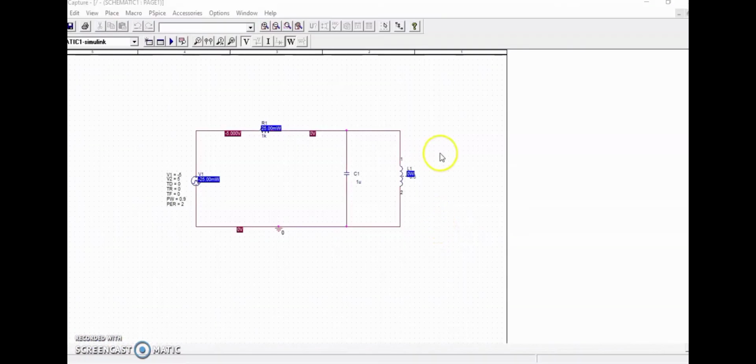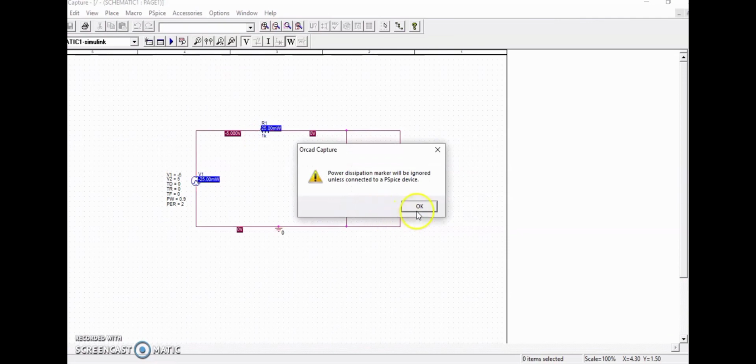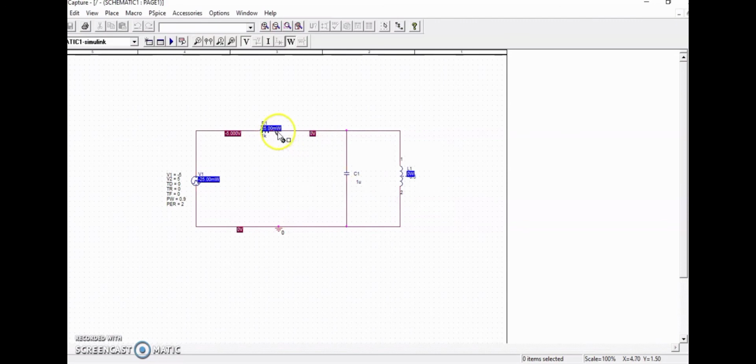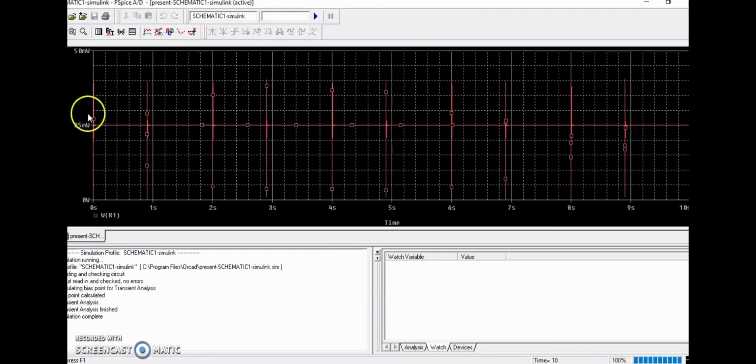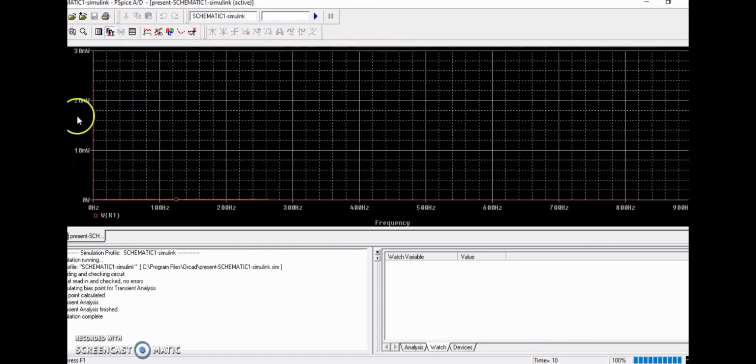Okay, we continue to find the input for the power of the resistor. We put it here. Okay, and we can see the voltage. We run, the graph that we get is here, and when we use FFT, it's like this.